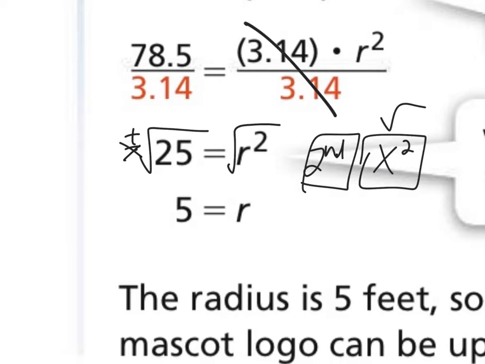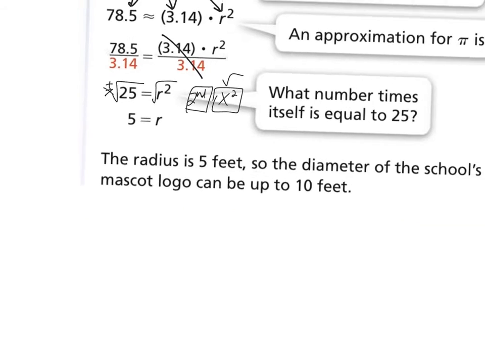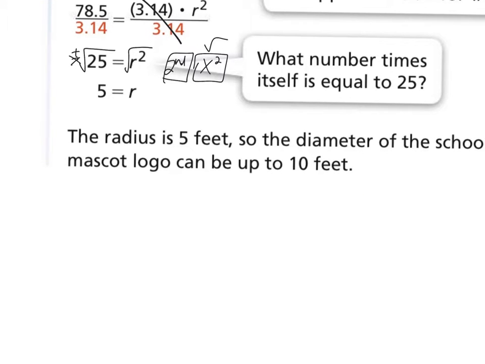So the radius is 5. They were asking what kind of diameter we could have, so we just double that, and then the diameter we could have would be up to 10 feet. And again, even though that's a simple calculation, really we should show 5 times 2 equals 10. So we are mathematicians and not mathematicians.